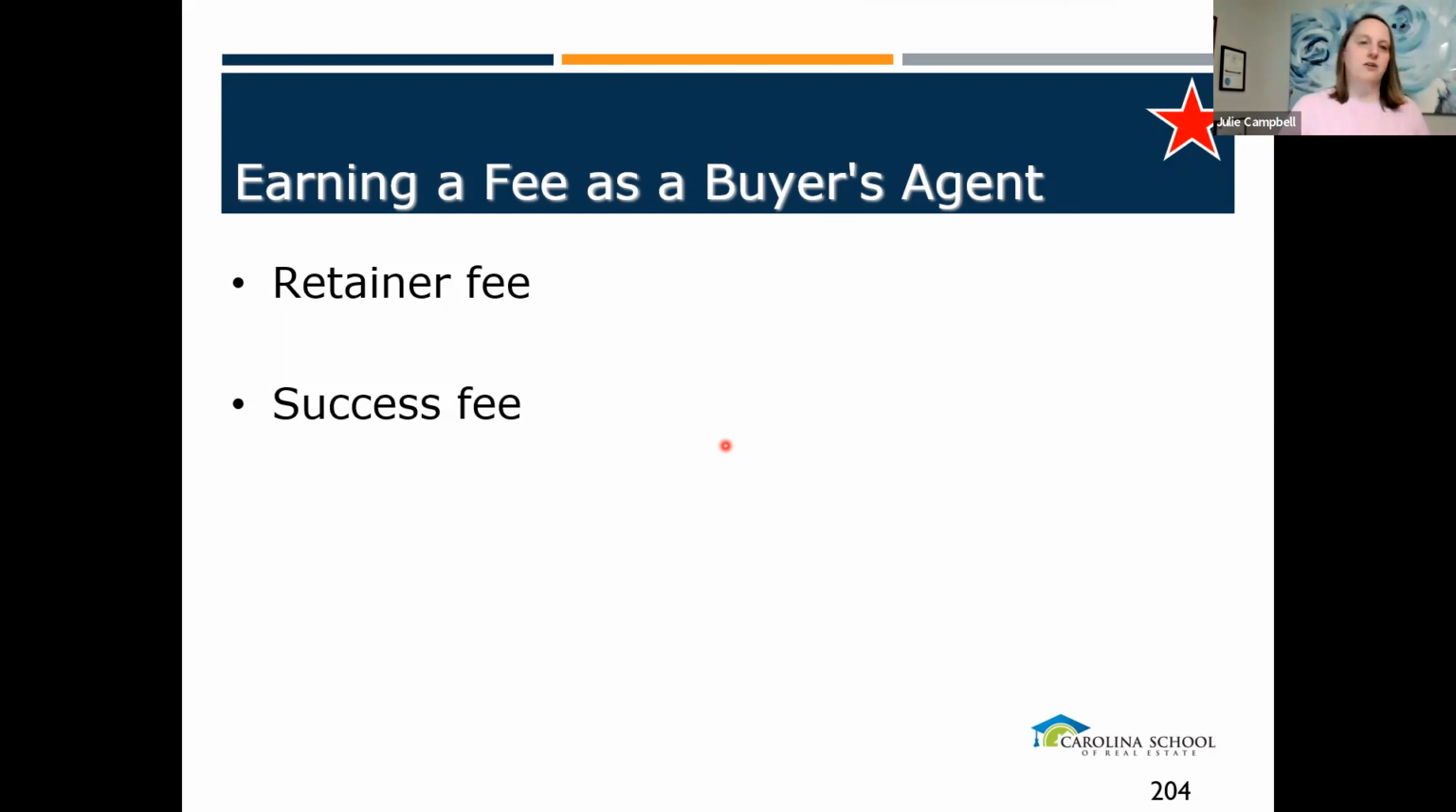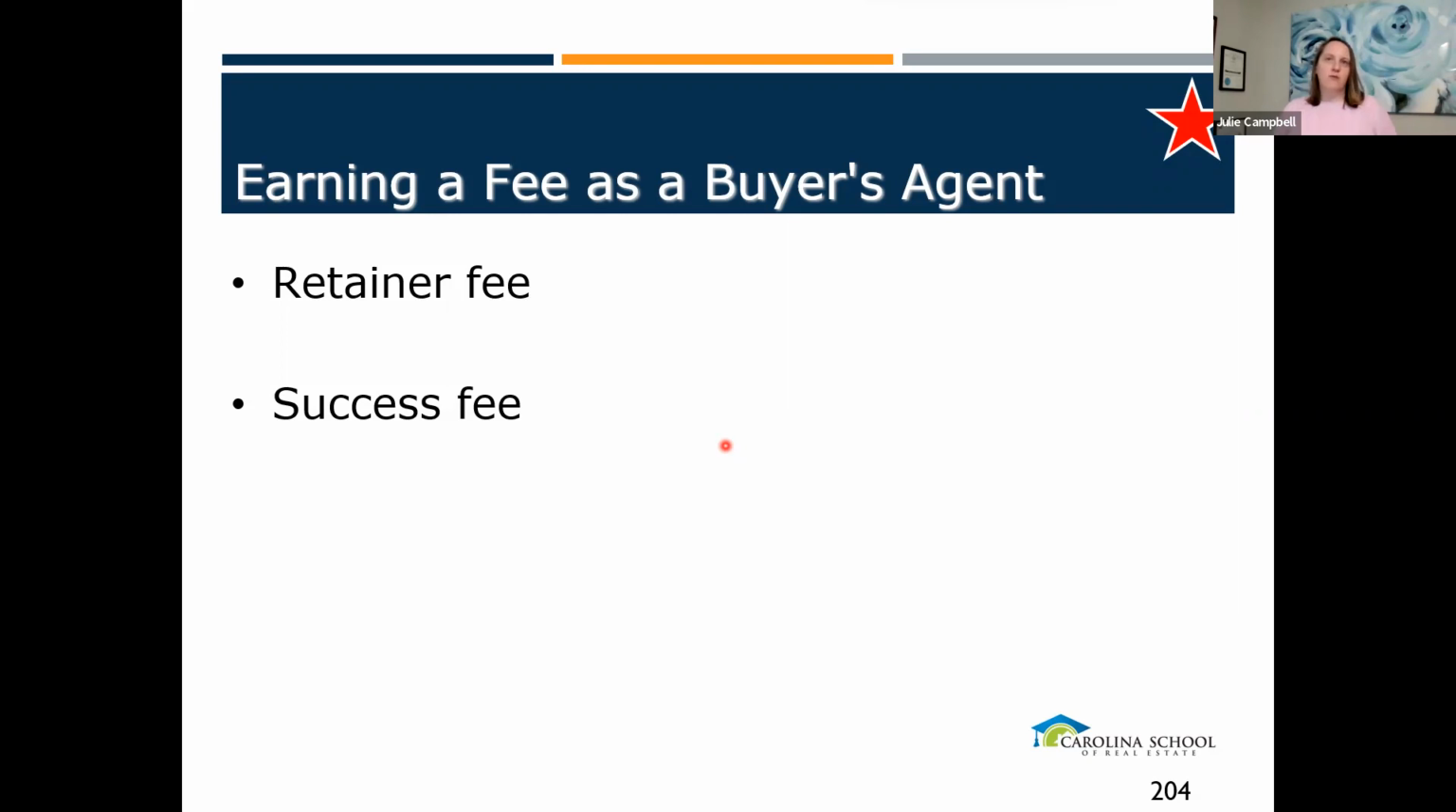The retainer fee is an agreement up front. You pay X amount up front. It's like a portion of your commission up front. If it closes, most of the time it's deducted from the total commission. If it doesn't, then the agent's been paid for their time, mileage, that kind of thing.